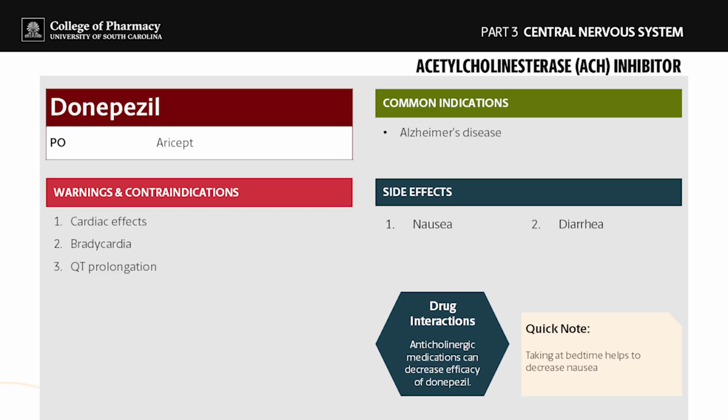Acetylcholinesterase inhibitors. Donepezil. The brand name is Aricept, and it also comes in a patch. This is used for Alzheimer's disease. The side effects of donepezil would be nausea, diarrhea, and we need to take it at bedtime because this will help decrease the nausea that is possible with this drug. If you look at the warnings and contraindications: cardiac effects, bradycardia, and QT prolongation. So it's important to note that with your patient or your patient's agent in this case specifically.